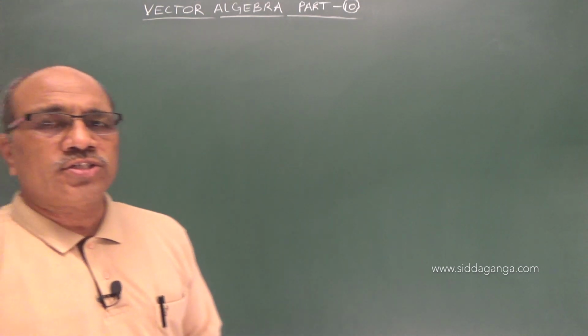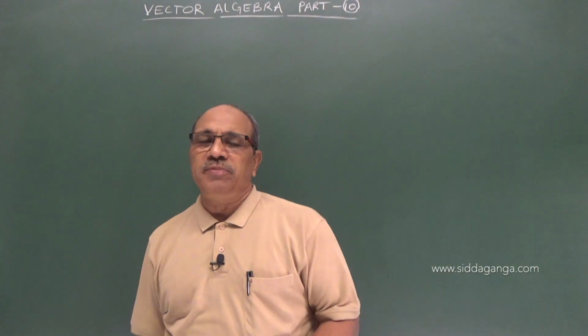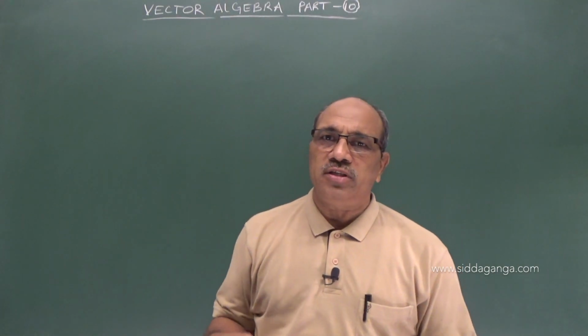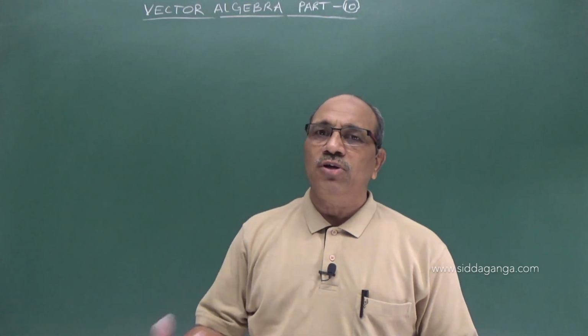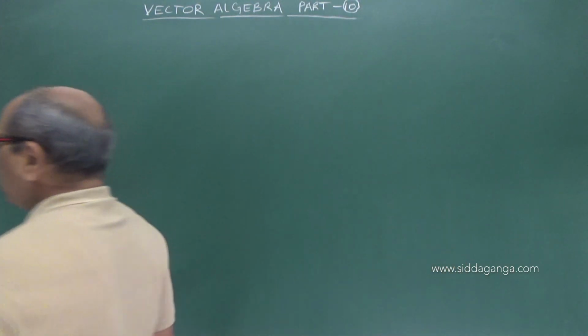So we have discussed what the dot product means. Let us see problems on this, how the applications come in the dot product, and then we go to the cross product. Let us take an example here.